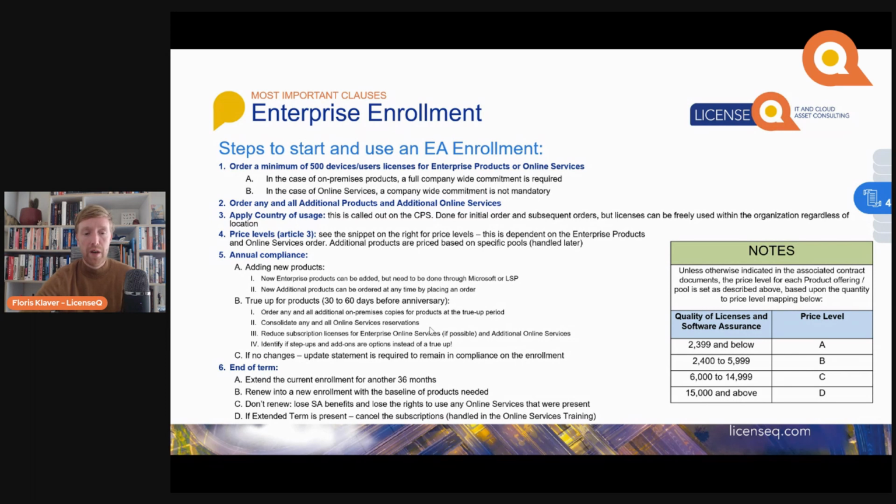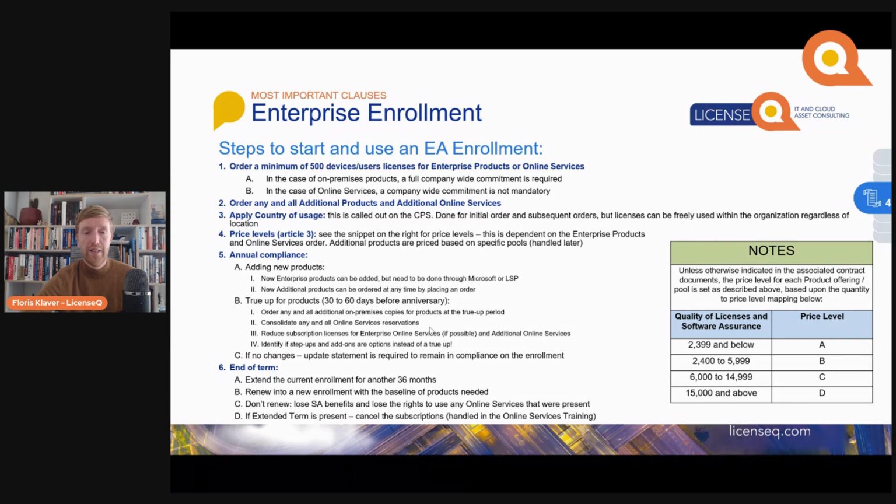Step 5, annual compliance. So when you've set up your enterprise enrollment, then you have your annual compliance. To add new products, if you're adding new enterprise products, you need to do this through Microsoft or your LSP, or if you're adding new additional products, you can order this at any time by placing an order, or in case of cloud subscriptions, reserving the licenses.